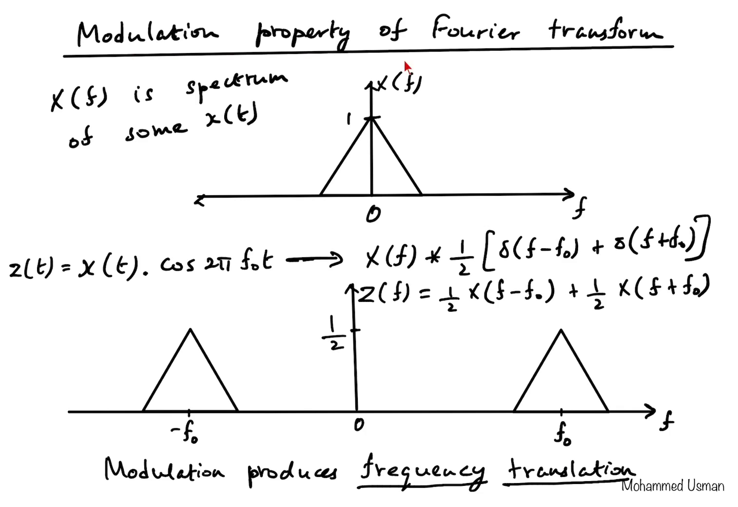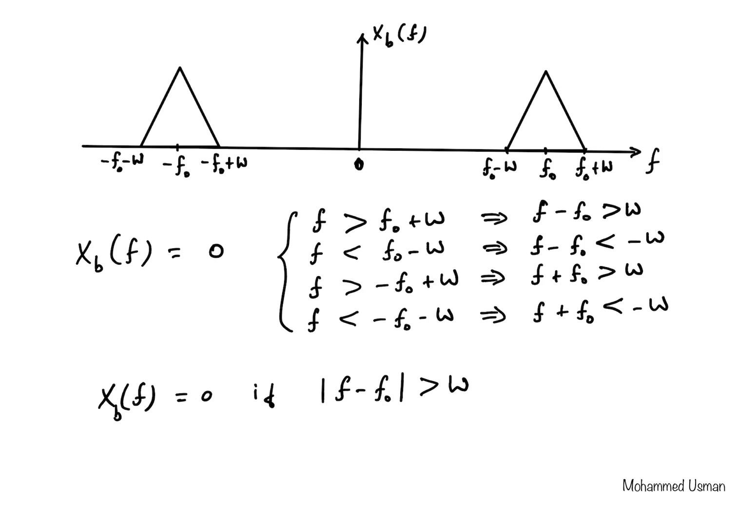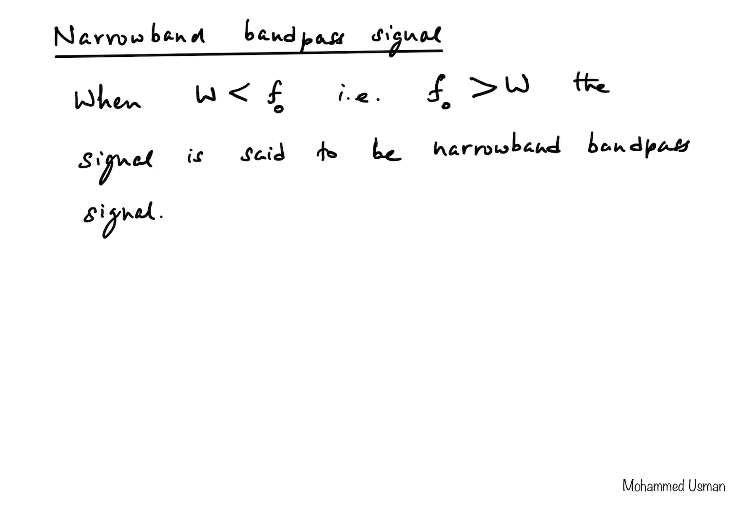We would exploit the modulation property of the Fourier transform. That is, we will take a low pass signal x of t and multiply it with some cosine 2 pi f naught t. Then that low pass spectrum will get shifted to f naught, so we'll get a band pass signal. So by using modulation, we can convert a low pass signal to a band pass signal.